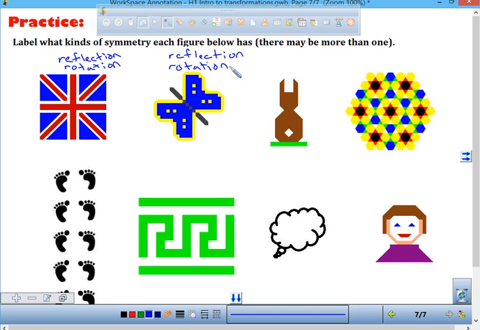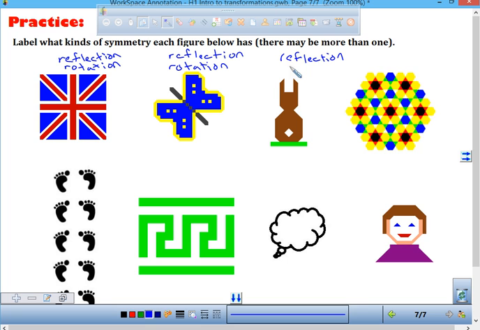Okay? The rabbit that's looking away from us. Okay, does it have reflection symmetry? Yep. Does it have rotation? No. And the only thing you can do is 360, and we don't count 360 as a rotation. Does it have translation? Translation? No. You can't slide it, and it's the same thing.